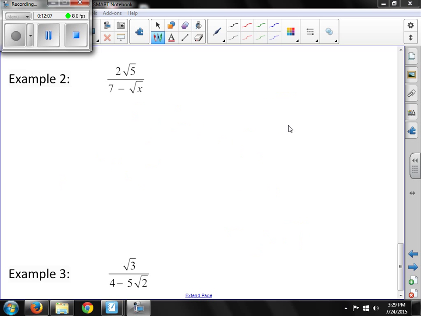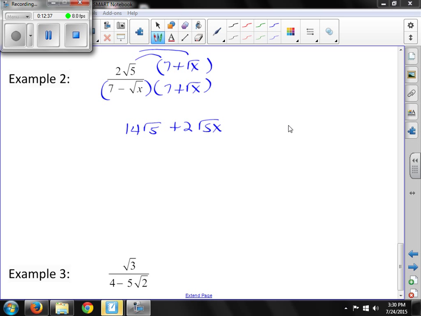Here's another one with two terms in the denominator. 7 minus the square root of x, so I'm going to have to multiply by the conjugate, which would be 7 plus the square root of x. So I'll start off by distributing the first one. 2 square roots of 5 times 7 would be 14 square roots of 5. 2 square roots of 5 times the square root of x would be plus 2 square roots of 5x.